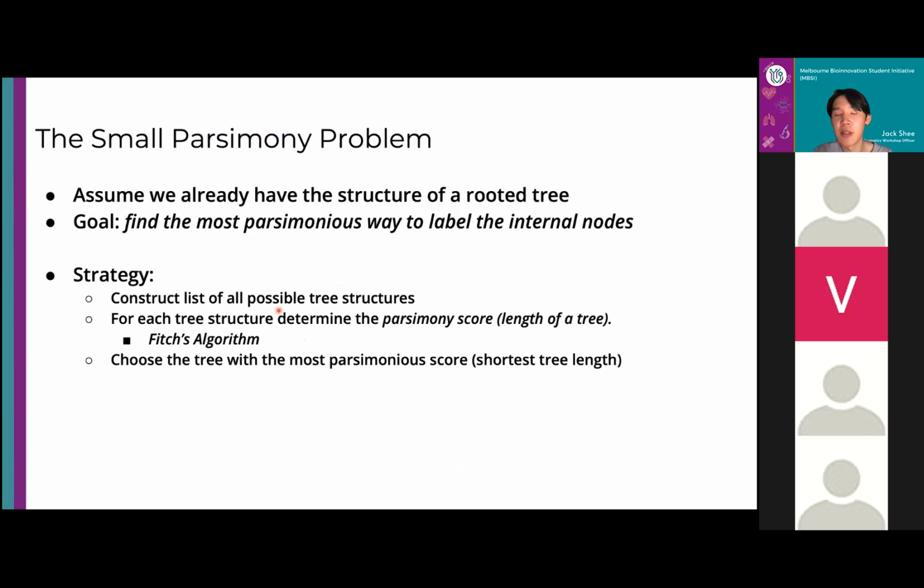So in order to get this tree structure, we can actually just enumerate all possible tree structures. And then now that we have the tree structure, we have to determine its parsimony score, which we'll talk about, Fitch's algorithm. So that allows us to compute essentially the length of a tree. So we want a minimum length tree or a minimum parsimony score. Well, minimum parsimony score corresponds to most parsimony. It's a little confusing.